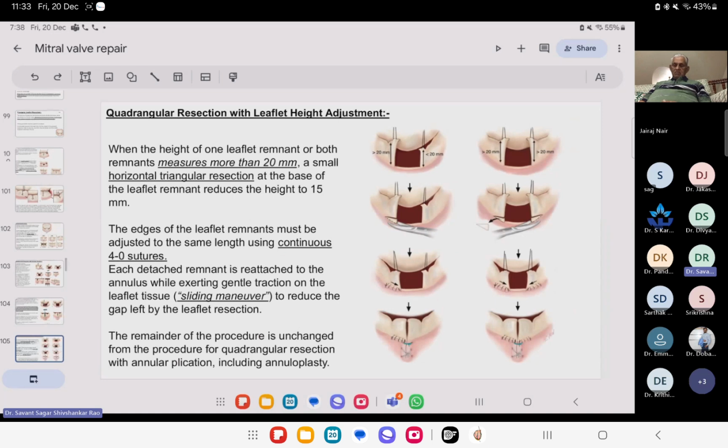If the prolapse segment of PML is more than 20 mm, that is 2 centimeters, then horizontal triangular resection of the PML has to be done near the annulus. The continuous 4O stitches should be taken to approximate the leaflet to the annulus. That is the sliding maneuver, sir, as you told.